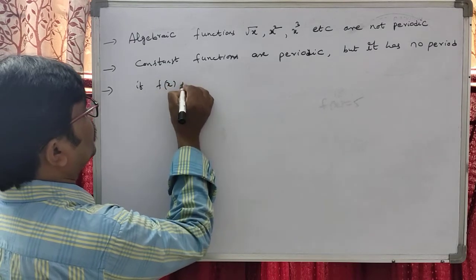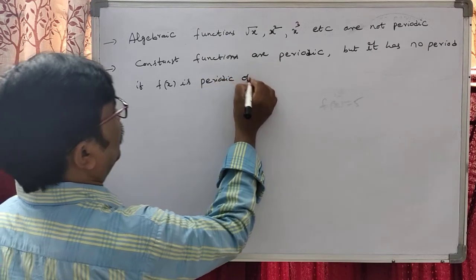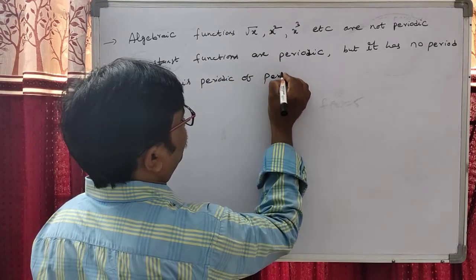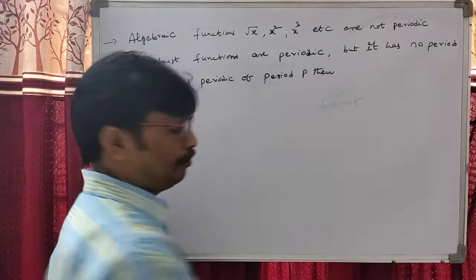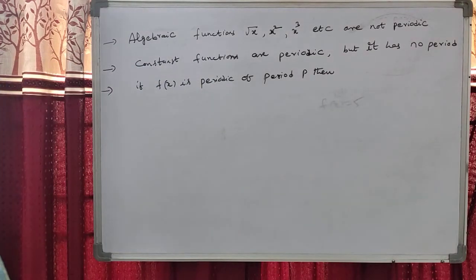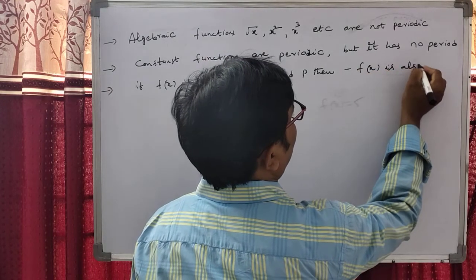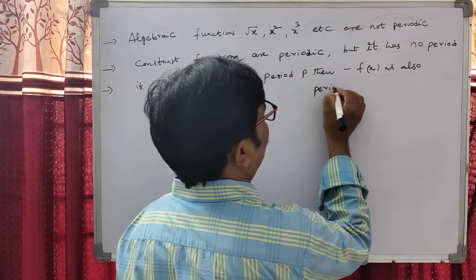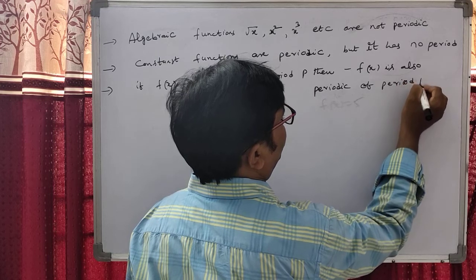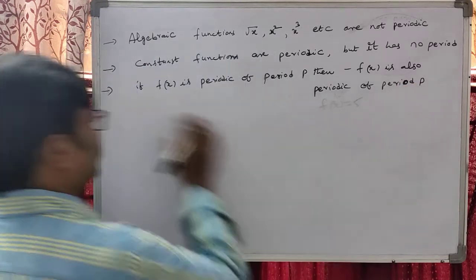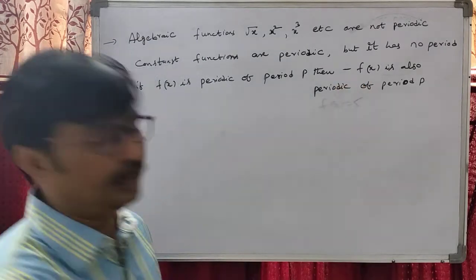Now the third point, students: if f of x is a periodic function of period p, then minus f of x is also a periodic function with period p. Do you understand, students? When f of x is periodic with period p, then minus f of x is also periodic of period p.